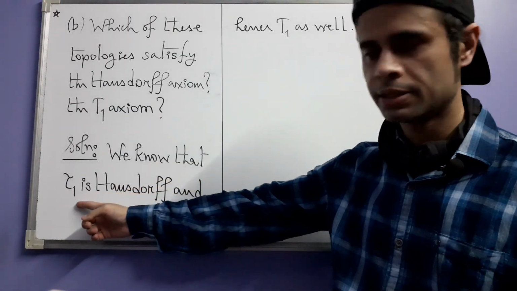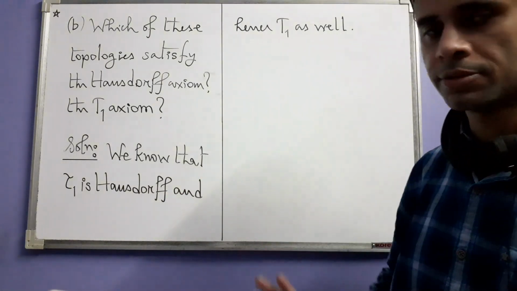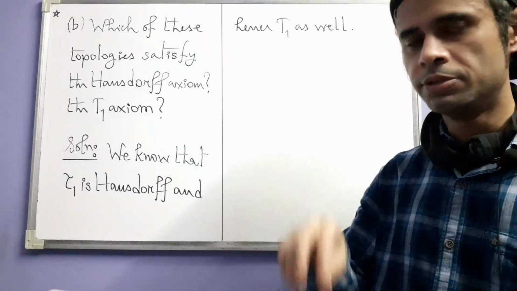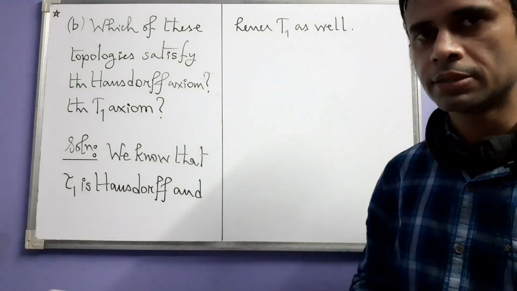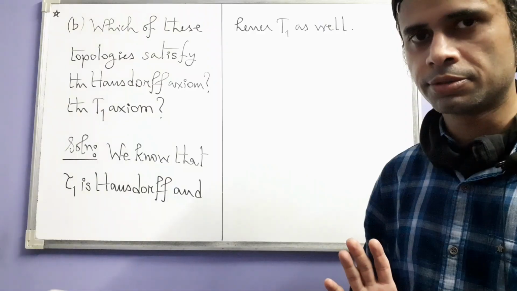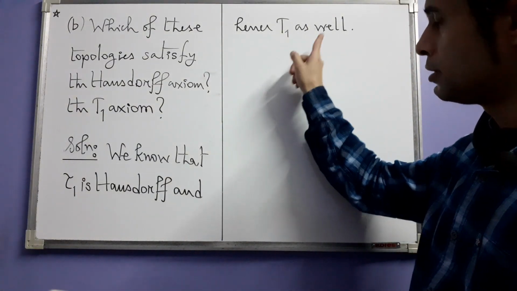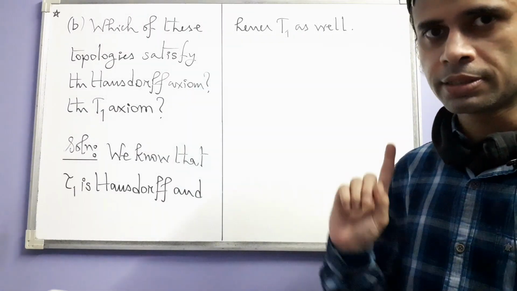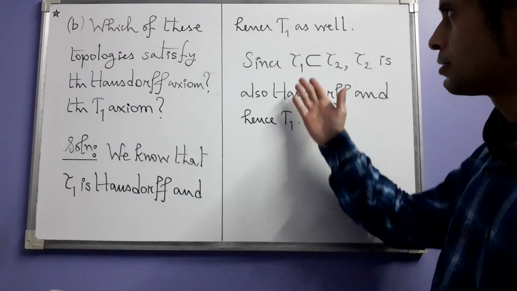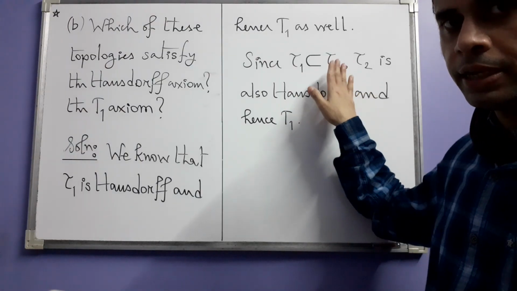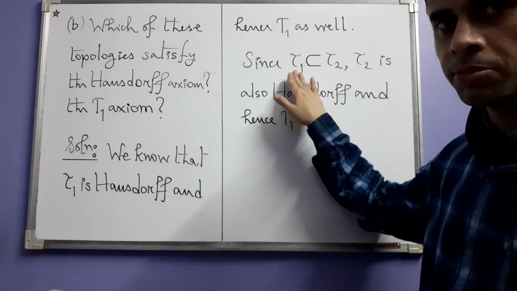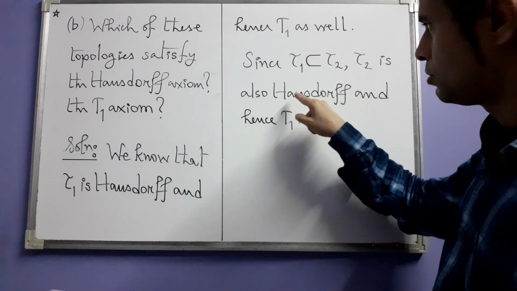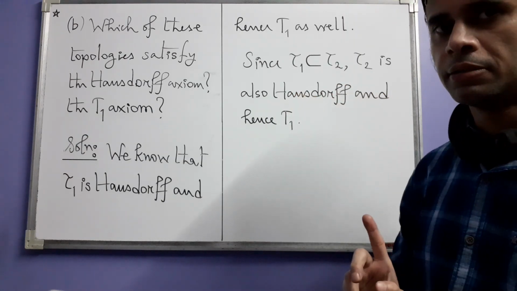We know that the standard topology tau 1 is Hausdorff. Obviously, in the standard topology, you can separate two distinct points, meaning two distinct real numbers, using disjoint neighborhoods. And that is why it is T1 as well. Any Hausdorff topology is automatically T1, as we saw in the section. Since tau 1 is contained in tau 2, that is, the K topology is finer than the standard topology, strictly finer actually, but we don't need that fact here, tau 2 is also Hausdorff and hence T1.